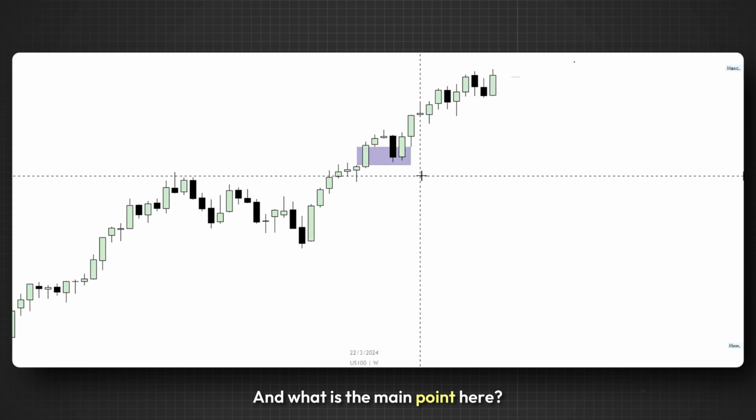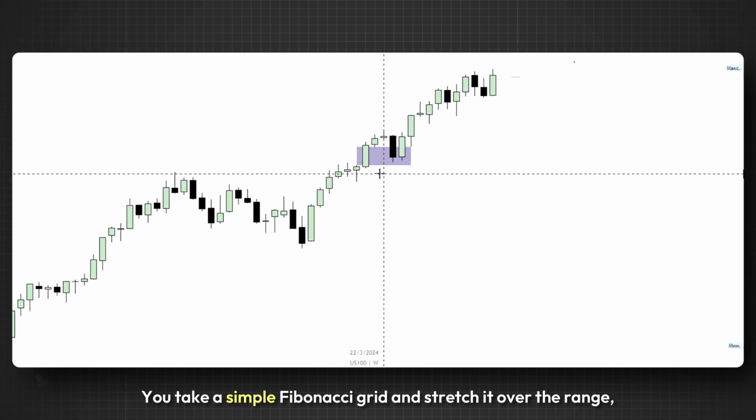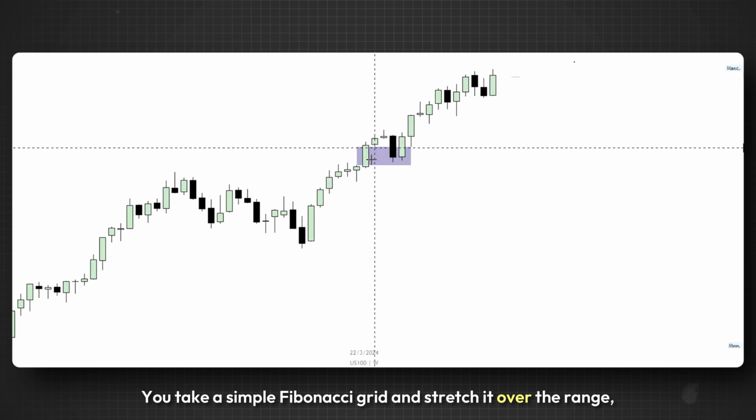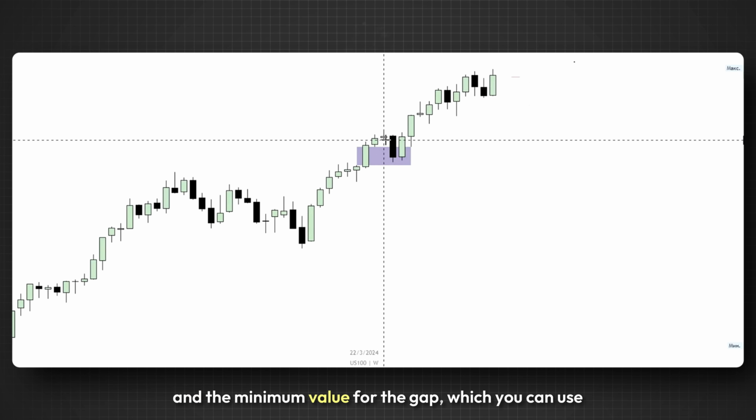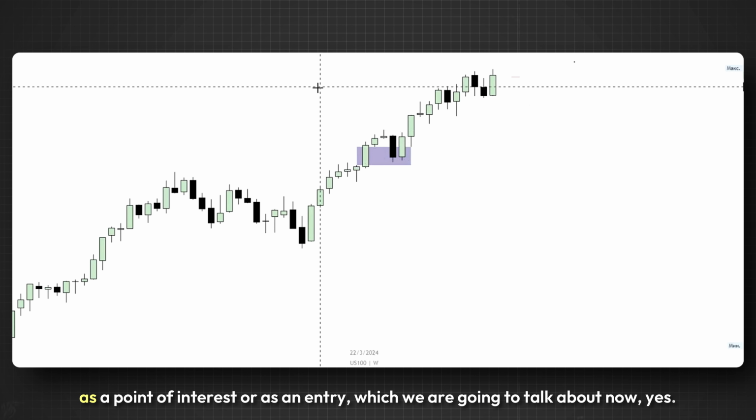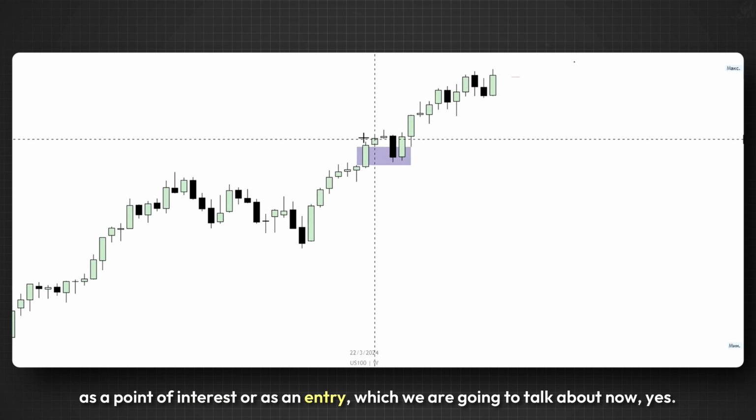And what is the main point here? That is, what do you need to watch? You take a simple Fibonacci grid and stretch it over the range, and the minimum value for the gap, which you can use as a point of interest or as an entry, which we are going to talk about now.